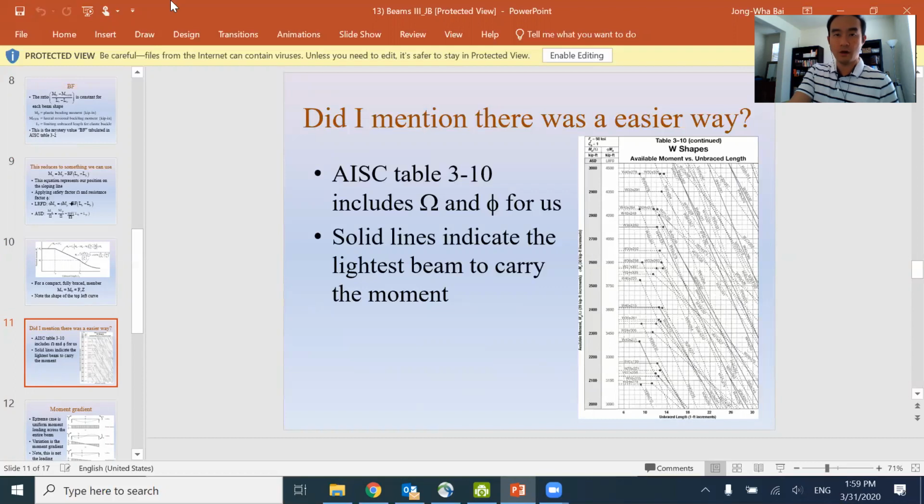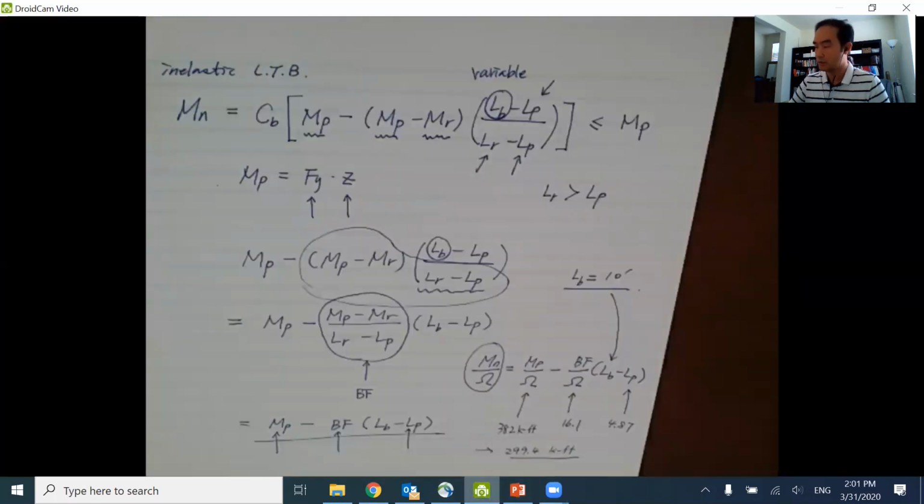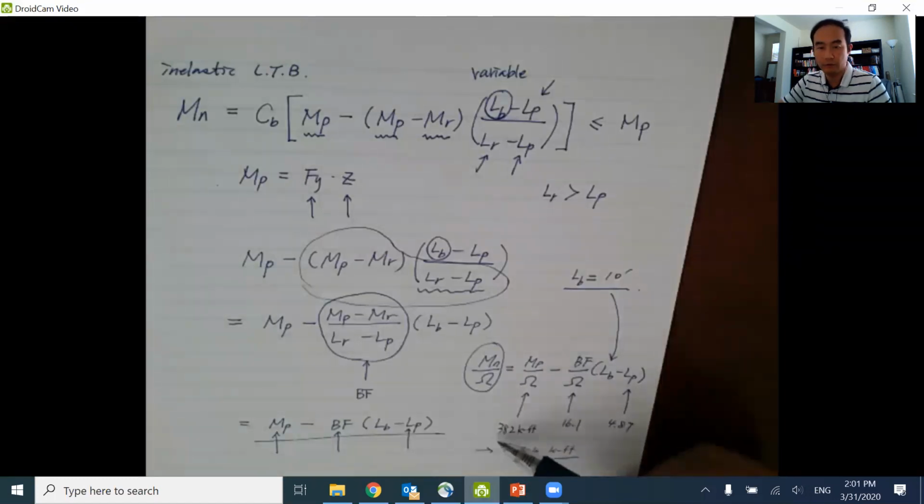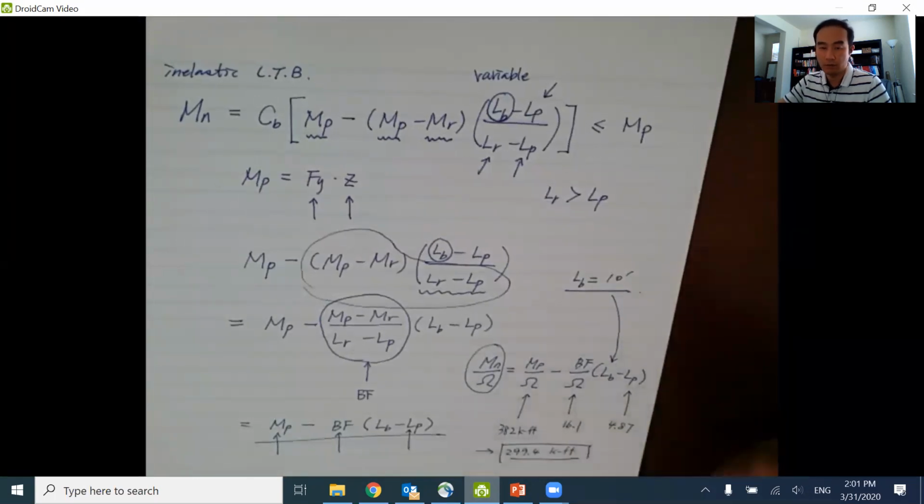Let me pause because I'd like to calculate the capacity. Okay, so before we go on to the table 3-10, I just calculated those numbers for my short example problem. So here it is. When I plug in 382 for Mp over omega and 16.1 for BF over omega, and LB is 10 and LP is 4.87, then I got 299.4 kip feet as my factored nominal moment of W24 by 62 section with this unbraced length, and using AISC, of course.